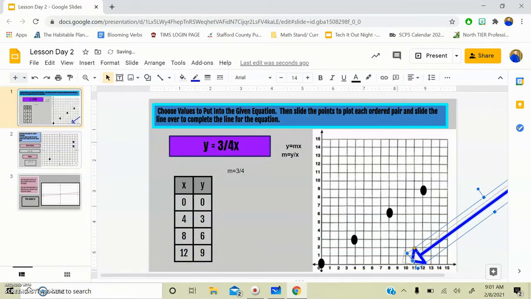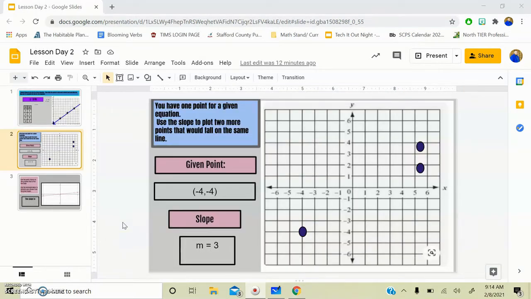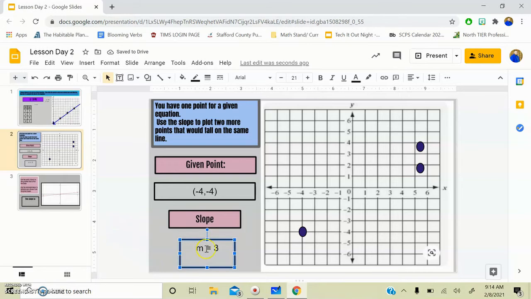Lastly, what I would do is put my line on to show my linear trend. With this type of question, we're given one point, and we see that it is at negative 4, 4. So we can see that that is that point there. And we're given a slope of 3. Another way to view this is as 3 over 1. It's still equal to 3, but that's a better way to look at it when you're using rise over run.